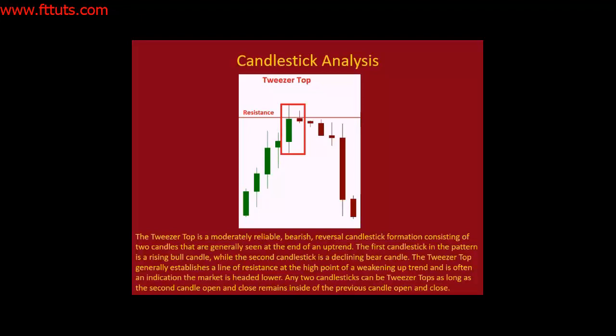Any two candlesticks can be tweezer tops as long as the second candle, open and close, remains inside of the previous candle, open and close.